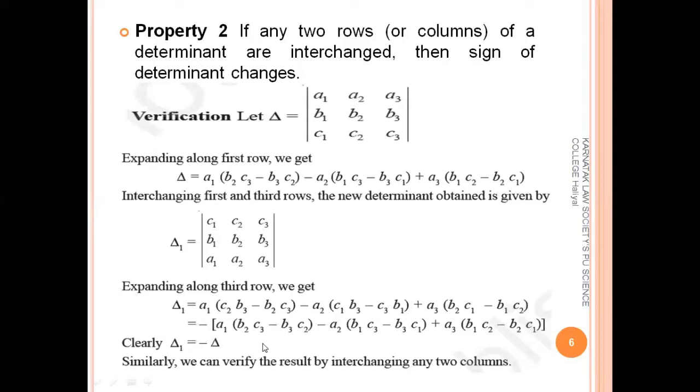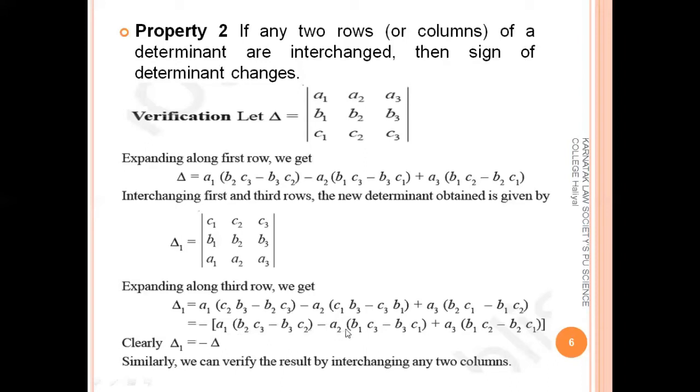Again, this answer is not equal to that of delta. Means delta 1 is not equal to delta here. They are changed. Again, we need to take the minus as common. You need to take minus as common. That is A1, just interchange the brackets here, B2, C3 minus B3, C2. Because once you simplify it, you will get the above expression only.